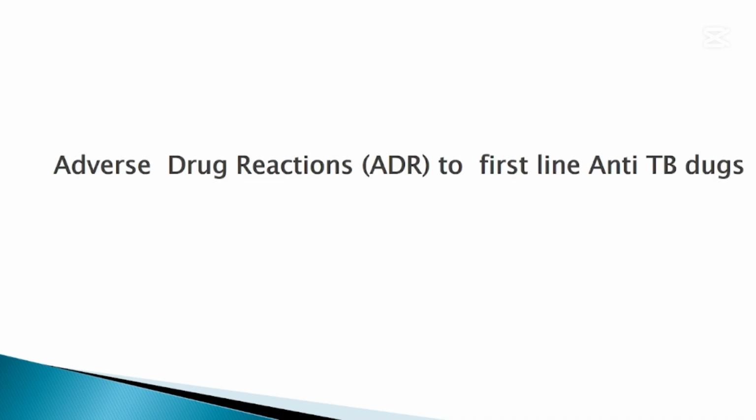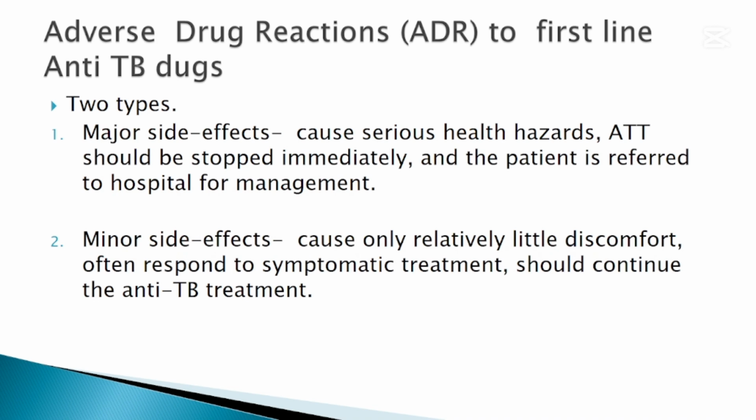Let's move on to the adverse drug reactions. I will be talking again about first-line anti-TB drugs. There are two main types of drug reactions: major side effects and minor side effects. Major side effects cause a serious health hazard. The ATT should be stopped immediately and the patient should be referred for hospital management. The minor side effects cause only relatively little discomfort. Often patients respond to symptomatic treatment and anti-TB treatment should be continued.